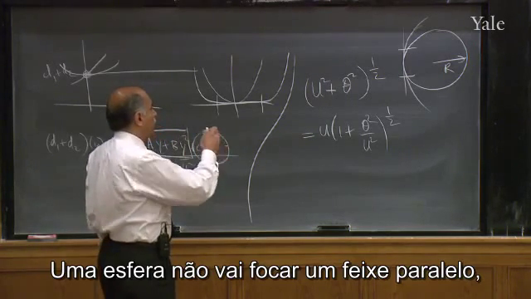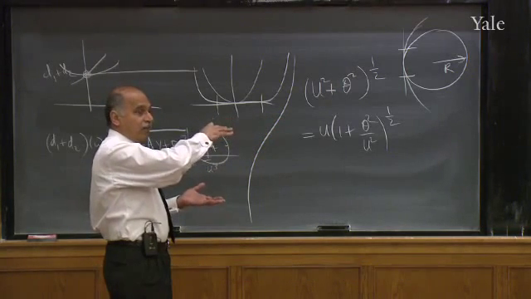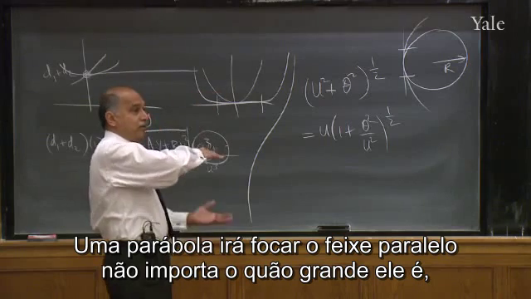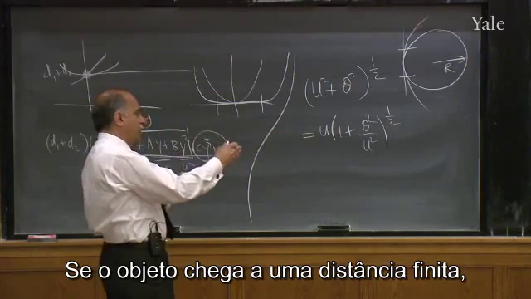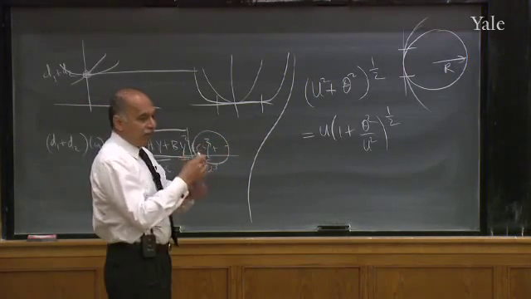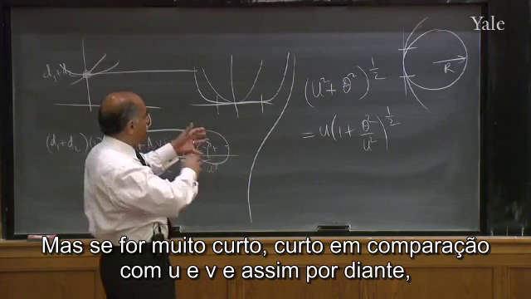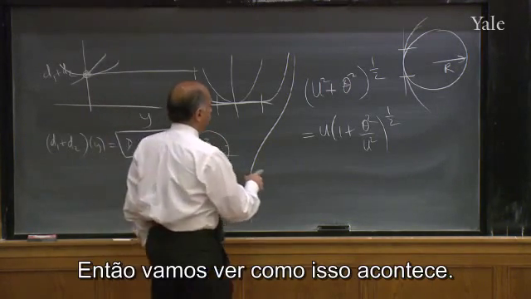A sphere will not focus a parallel beam if the beam is too wide. A parabola will focus the parallel beam no matter how wide it is, provided the object is at infinity. If the object comes to a finite distance, even the parabolic mirror will not give you a perfect image. But if it's very short compared to u and v and so on, it will do a good job. So let's see how that happens.